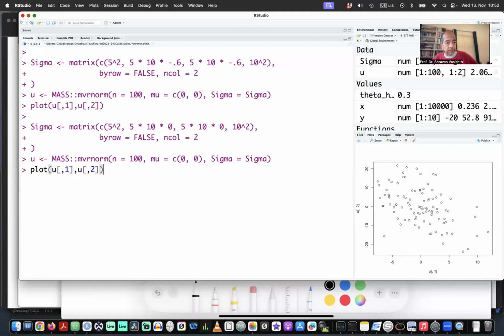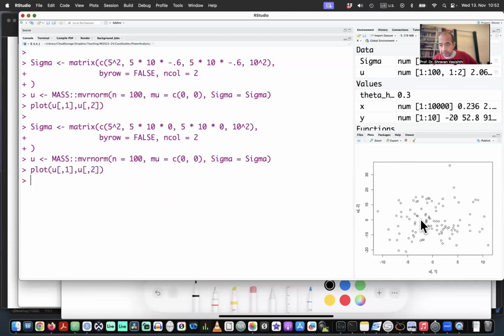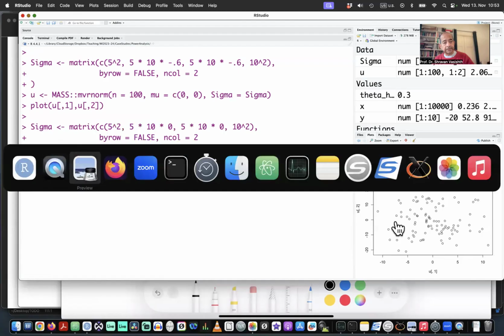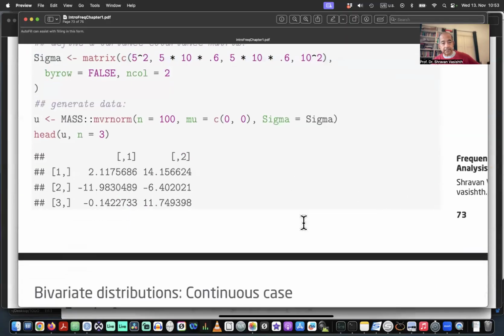If I were to plot these, you would see that there's no discernible correlation anymore between these two variables, right? So basically what we have learned is how to generate random data from a bivariate distribution, having specified the means of the two random variables and the variance covariance matrix for those random variables. Now, this is a completely general method for generating random data.